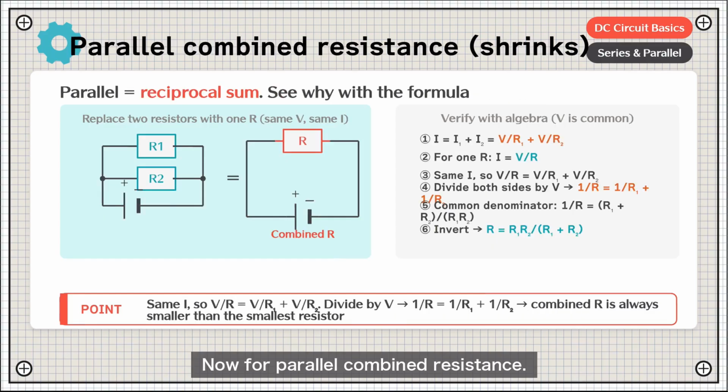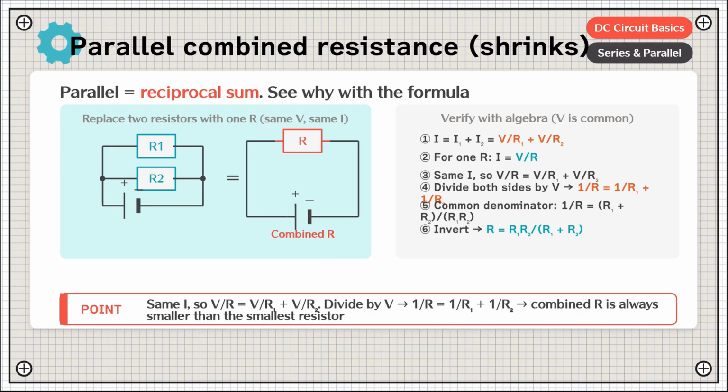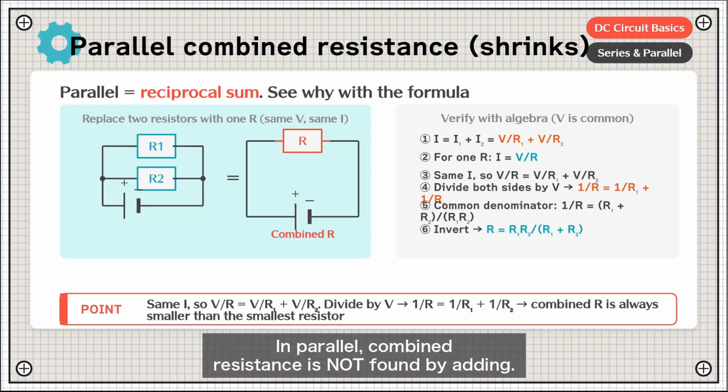Now for parallel combined resistance. This one needs a little care, so let's take it slowly. In parallel, combined resistance is not found by adding.